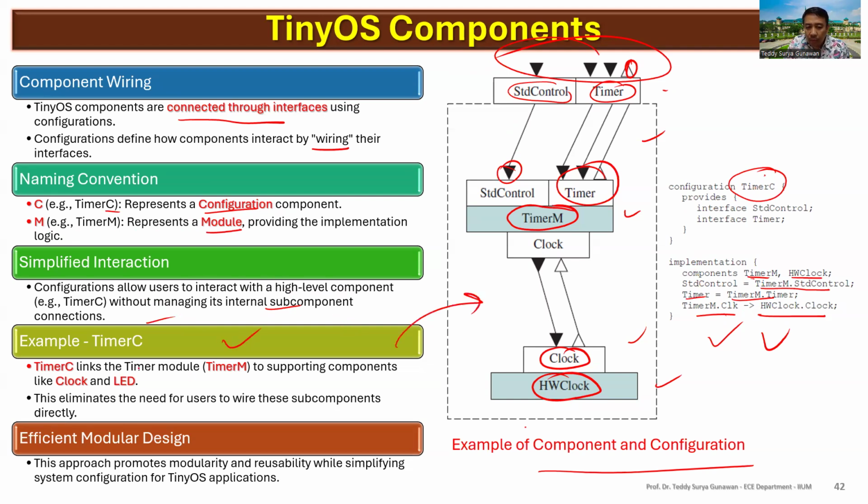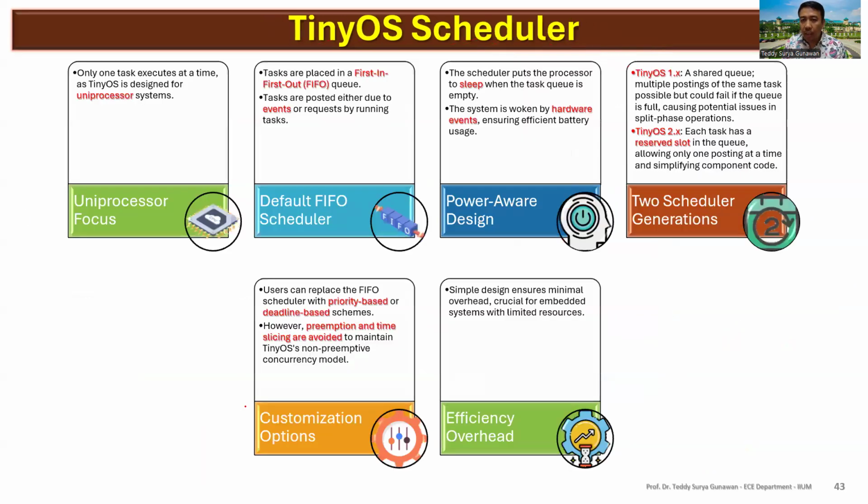So this is an example of TimerC. Here, TimerC links the timer module, TimerM, to supporting components. You can link to the clock and LED. So there's no need for the user to wire these subcomponents directly. This is an efficient modular design.